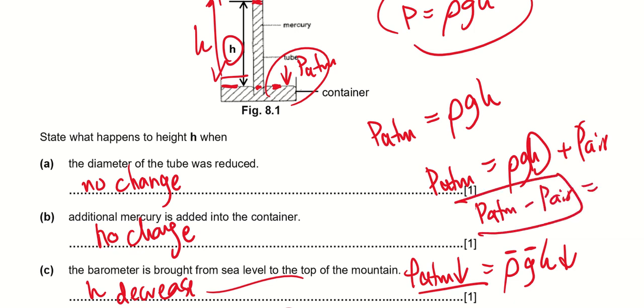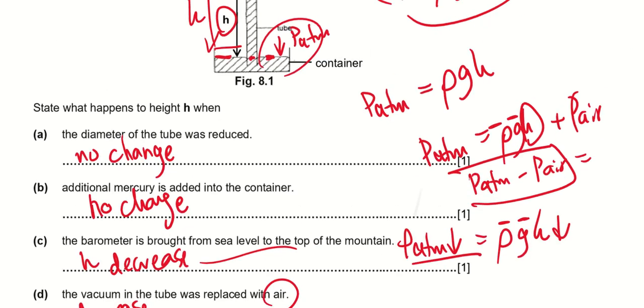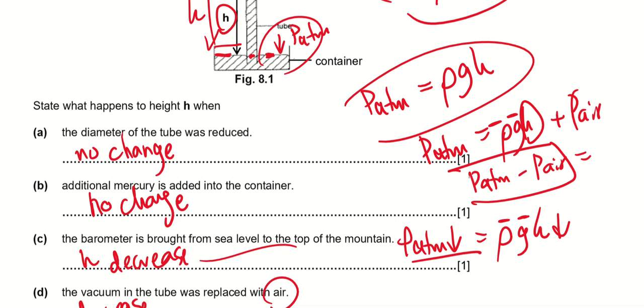So this value actually decreases. Density and g remain the same. Therefore, the h will now be lesser. The h will decrease, right? Because previously it was PATM equals rho gh. This h reflects the amount of mercury that is pushed up by the PATM. But because now there is air in the vacuum instead of just vacuum, my PATM will need to be subtracted by my pressure of air. So with density and g unchanged, the height will change.